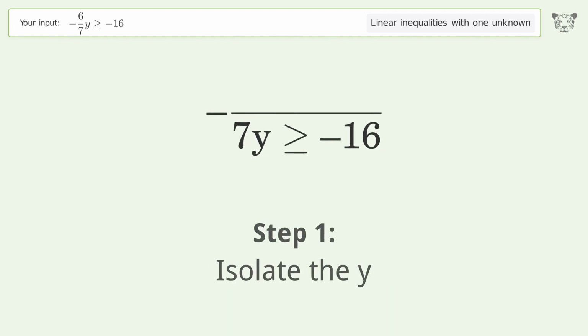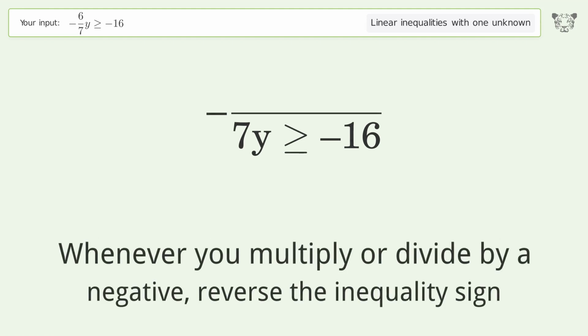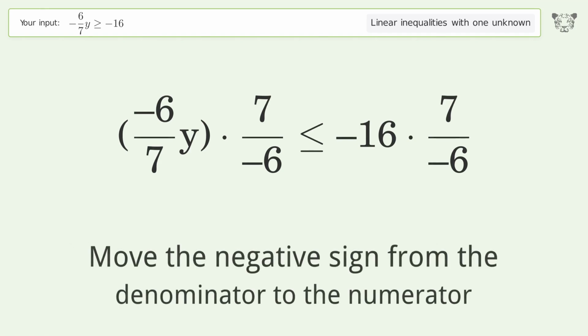Isolate the y. Multiply both sides by inverse fraction 7 over negative 6. Whenever you multiply or divide by a negative, reverse the inequality sign. Move the negative sign from the denominator to the numerator.